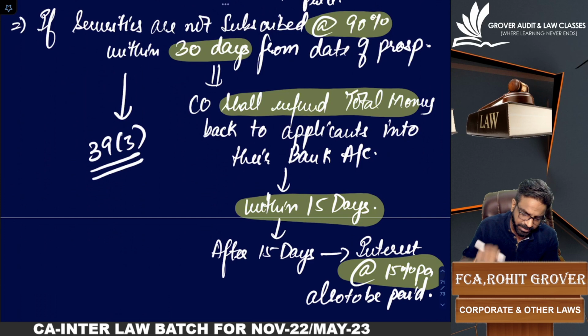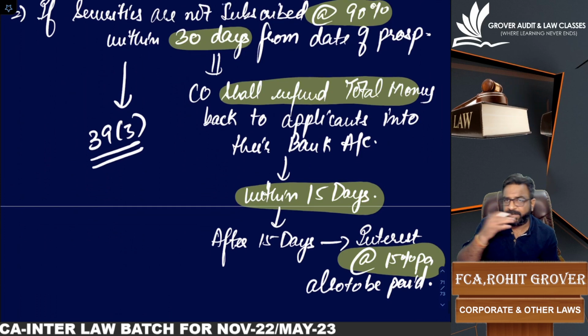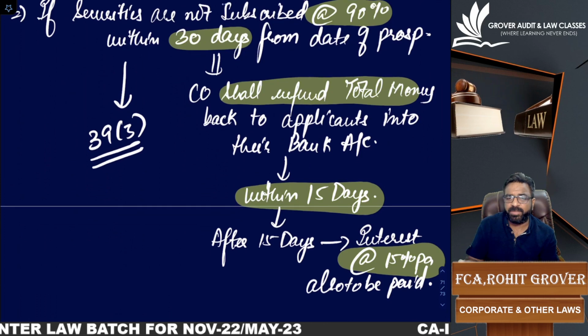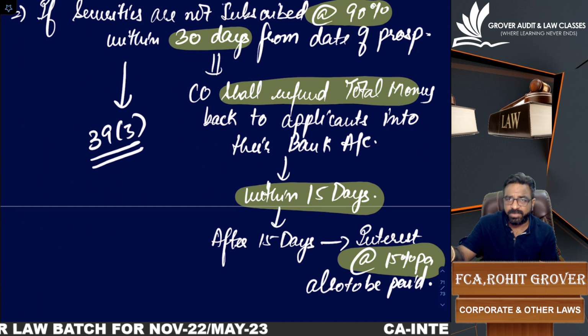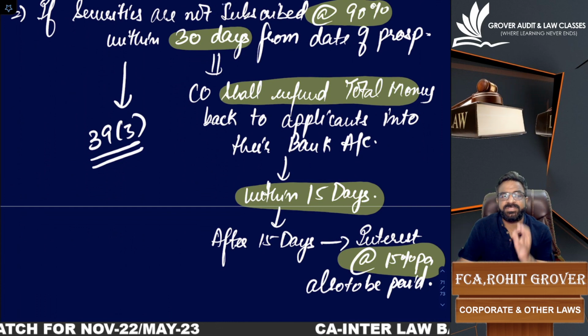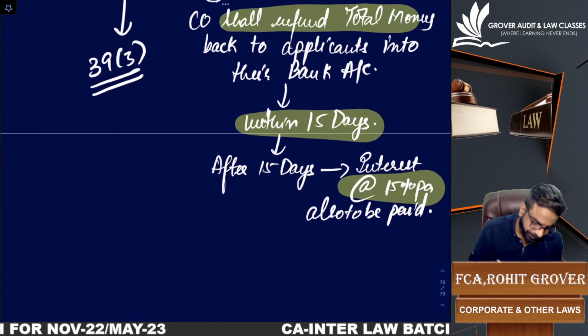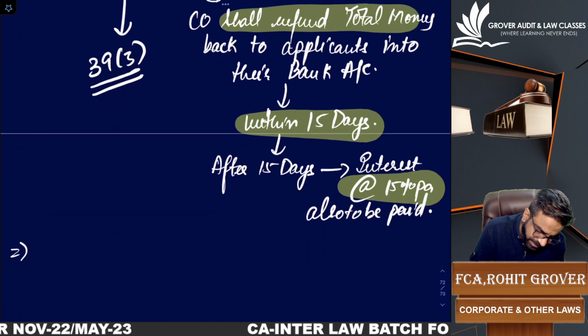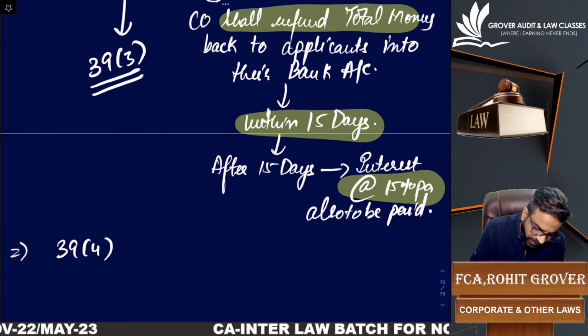Clear, everyone? So we have to start refunding their money within 15 days. If we do not refund their money in 15 days, from the 16th day onwards, we have to start paying interest at the rate of what? 15% per annum. Now, what is section number 39, subsection 4?